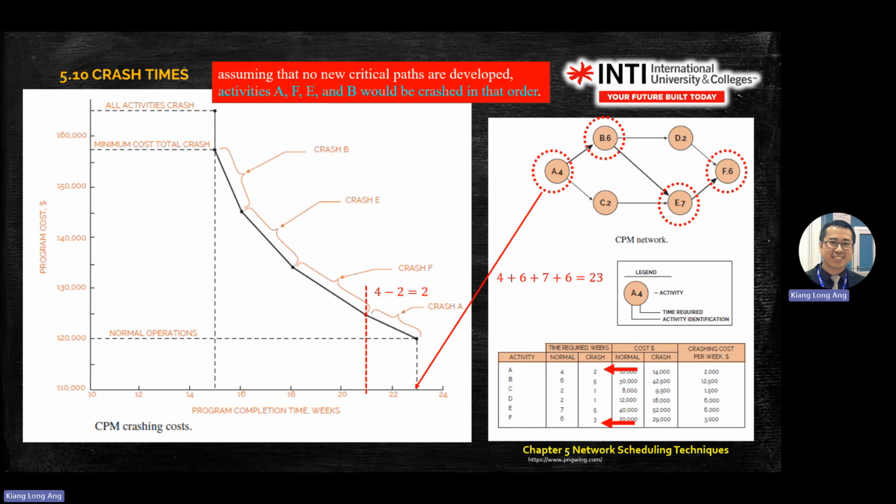Then what is the height of this one? How to find this point? This point you know, the starting point. Crash A, then it goes up there. So 2 weeks, right? It crashed 2 weeks. What is the cost of 2 weeks? 2,000 per week, so 4,000. So this point is 124, from 120 up to 124 in 2 weeks. Then you continue with F and so on.